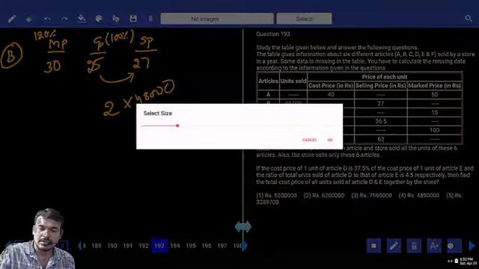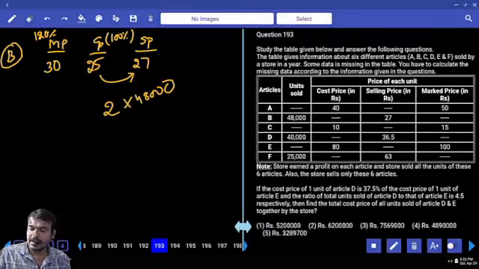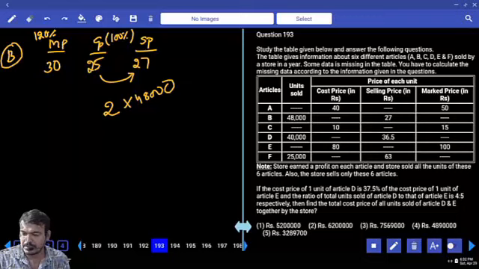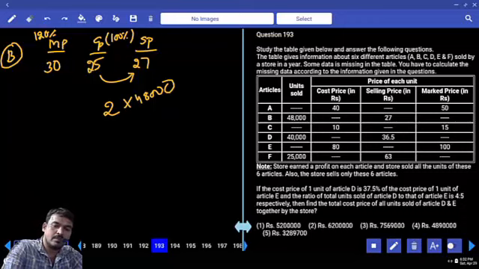Question number 193. If the cost price of 1 unit of article D is 37.5% of the cost price of article E and the ratio of the total units of article D to that of article E is 4:5, then find the total cost price of all the units sold of article D and E together by the store.